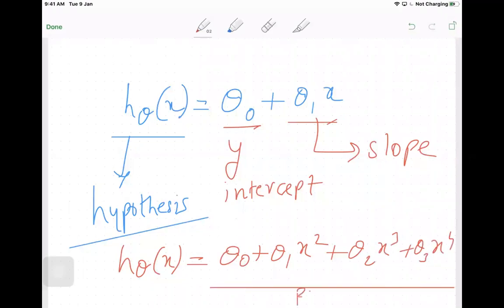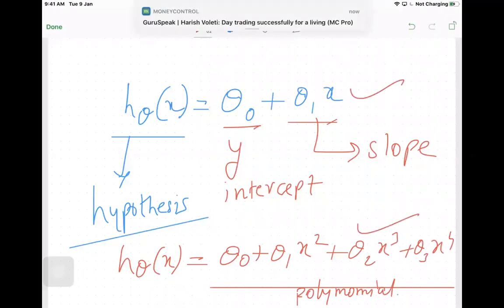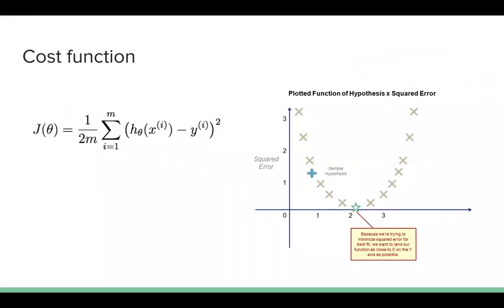Now it is becoming a polynomial. So this is a simple linear regression, and this is a little more complex, because we are not trying to fit a line, rather we are trying to fit a curve through the data. So I hope this cost function is now very clear.